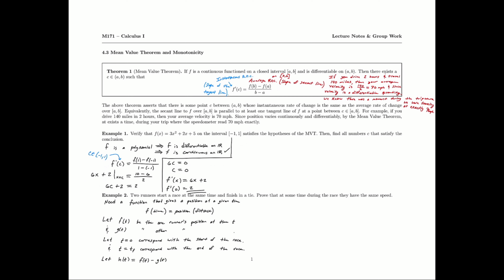Does it matter which one you do? Could you have done g of t minus f of t? Absolutely. You could have definitely done the other one. That doesn't matter, really. What's important here is that we're taking a difference. It's not that you have to do this with a difference.